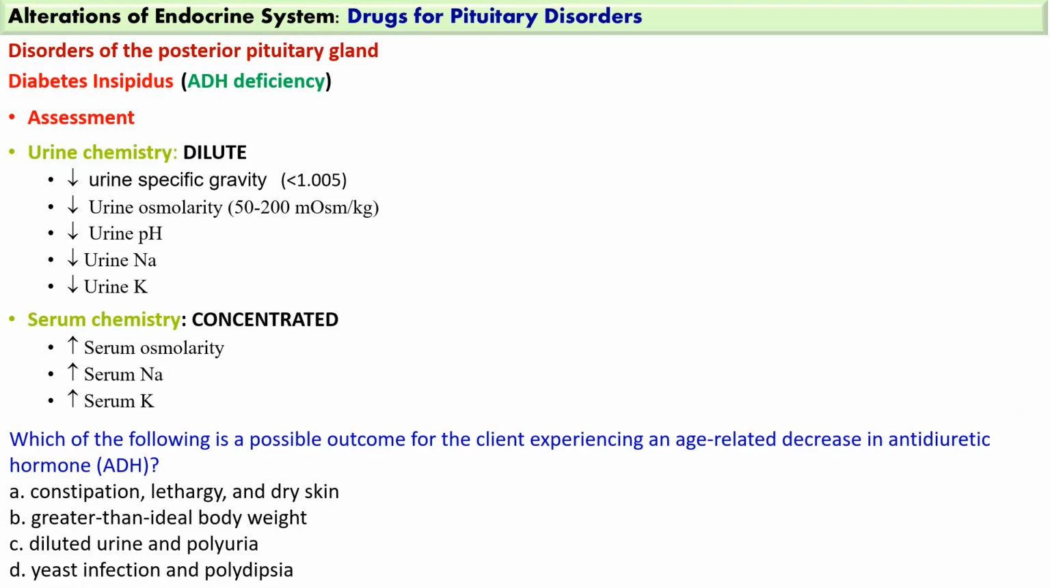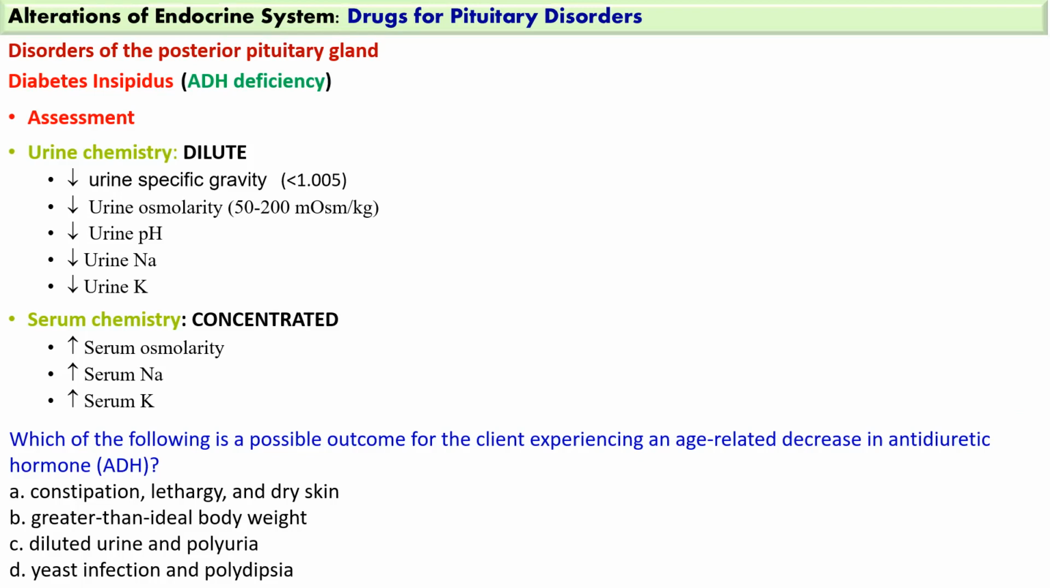So everything is very low when it comes to the urine that is diluted. Urine specific gravity is low, osmolarity is low, that's not concentrated, diluted. The pH, the sodium, potassium, everything is very low because that's diluted urine. But because we are losing too much fluids, the blood will become concentrated and everything is going to be elevated. Osmolarity, the sodium, potassium, everything is going to be concentrated in the blood.